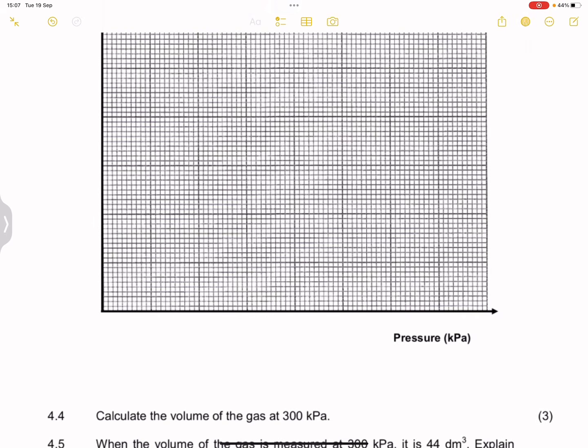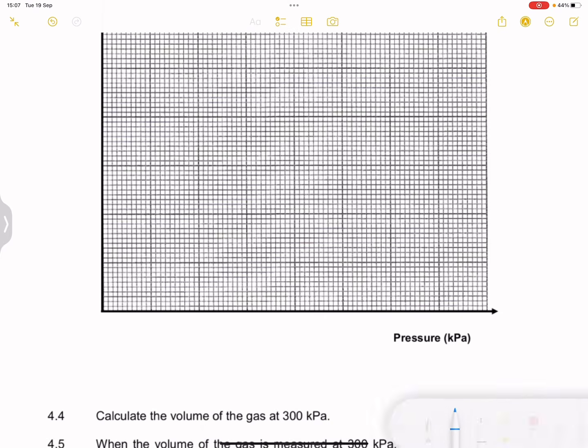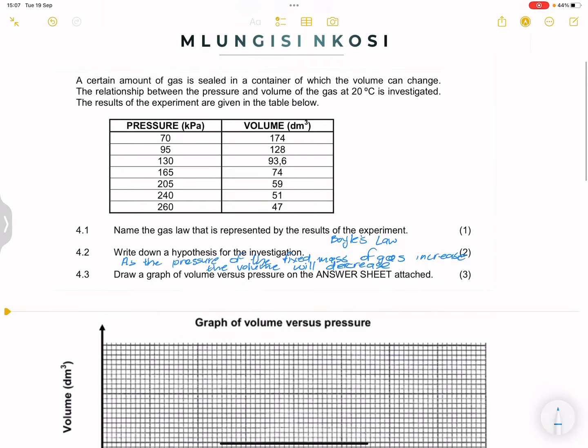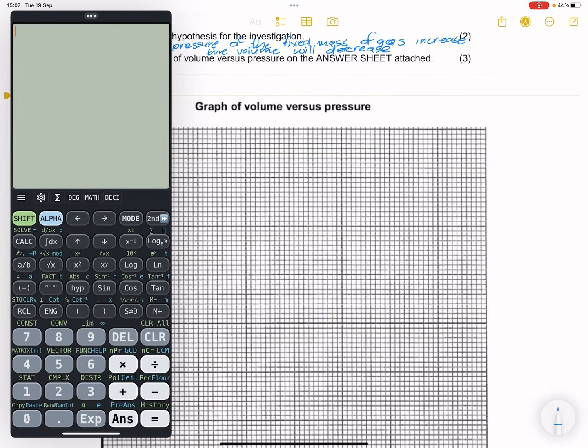Now, what I'm going to do is just count how many lines, or how many divisions, we have. So if I look at it, we've got 1, 2, 3, 4, 5, 6, 7, and 8. That is on the Y. And in this case, for my pressure, I've got a range from 70 to 260. So what would be a scale that I can choose there? And by the way, when you choose any scale, that's really up to you, but it must at least cover more than half of your graph.